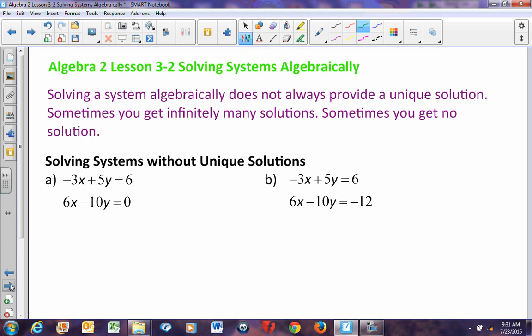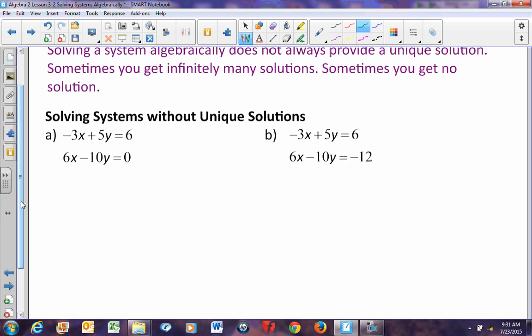Let's take a look at this first problem here. Letter A, negative 3x plus 5y equals 6, and 6x minus 10y equals 0. I'm going to multiply this first equation by 2, because if I do that, I'm going to get rid of my x's. Okay, so I'm going to end up with negative 6x plus 10y equals 12. My second equation is just going to stay, so it's 6x minus 10y equals 0. Simply enough, look what happened. Both x and y eliminated, so I get 0 equals 12. 0 never equals 12. That's a false statement.